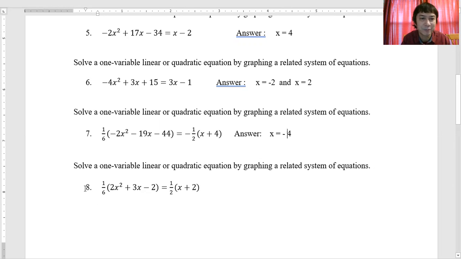Let's do number 8. Solve a one variable linear or quadratic equation by graphing a related system of equations. Here's number 8. 1/6 times the quantity 2x squared plus 3x minus 2 is equal to 1/2 times the quantity x plus 2. So just like in all the other numbers from 1 to 7, we will do one equation for the left side and another equation for the right side. Then it forms a system of equations.